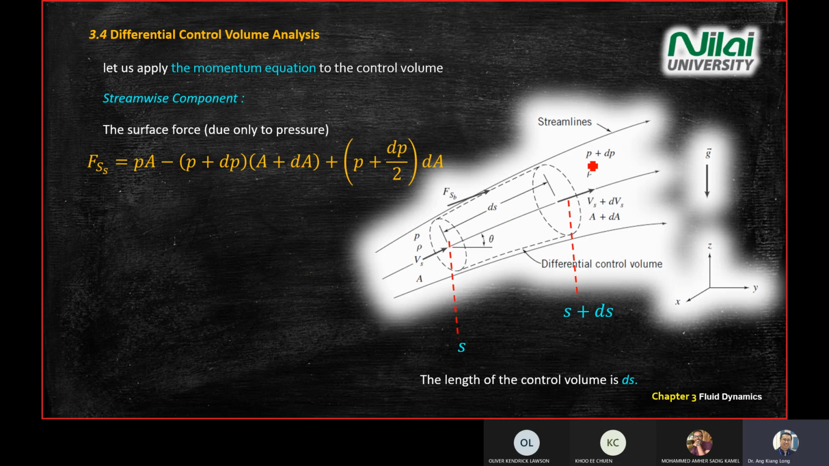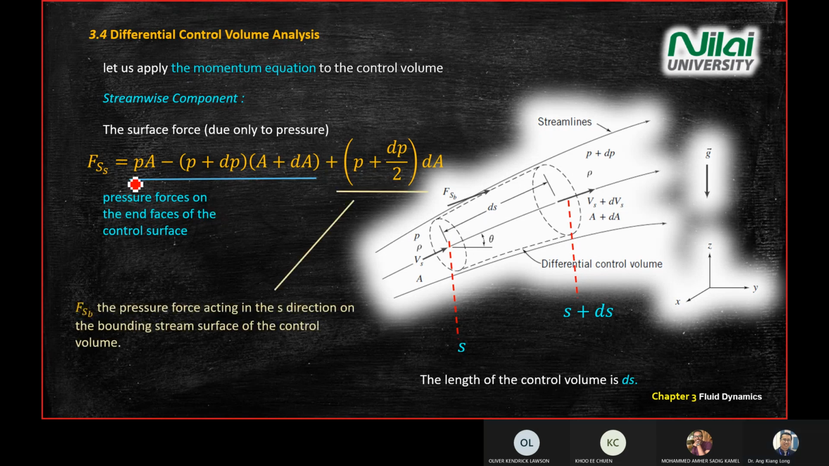Then you consider this other side also. You take the pressure on the second area over here, which is P plus dP, a positive change of pressure, times the changed area, A plus dA. And then the third term here is P plus dP over 2, times dA. You can say this is at the center of the stream here, right? So I make some marking over there.